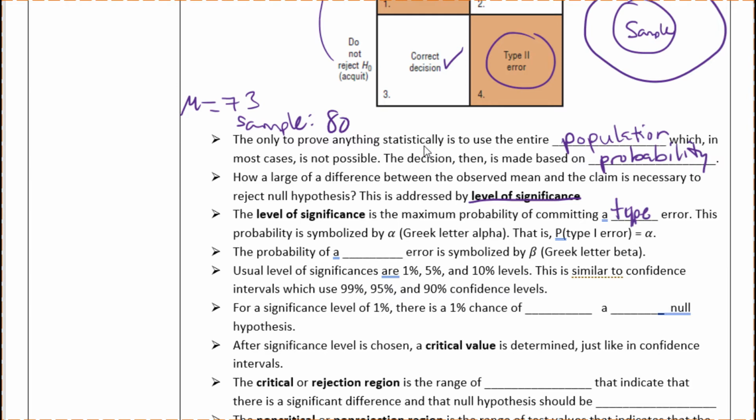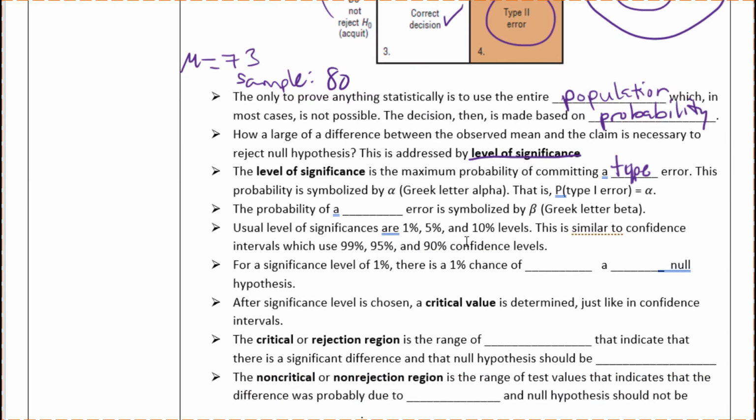The symbol for that is alpha, and the probability of a type 2 error is symbolized by beta, the Greek letter beta. We're not going to use beta too much. We're going to be focused mostly on alpha. But beta is a thing, and it can be used for type 2 error.